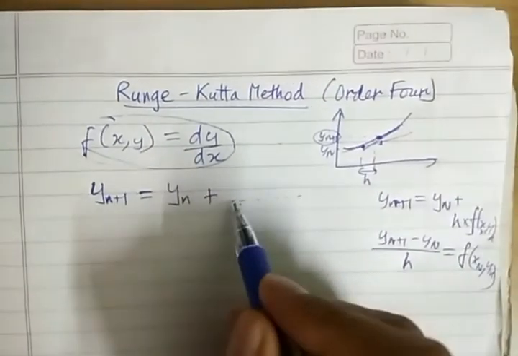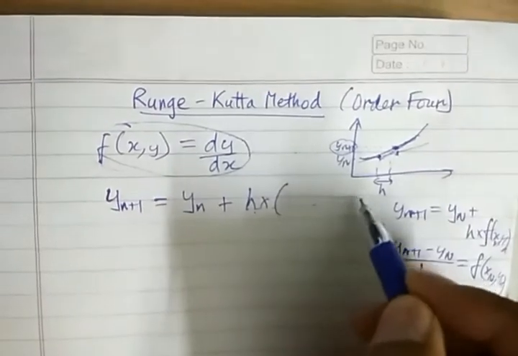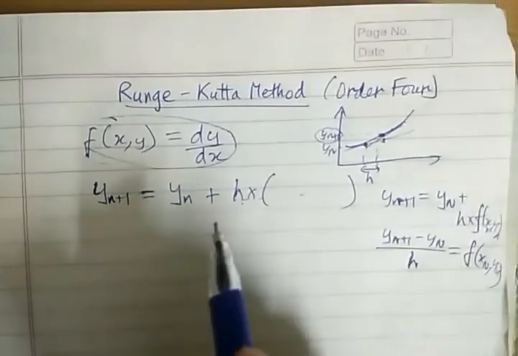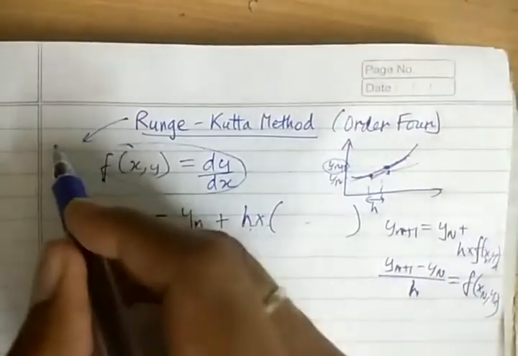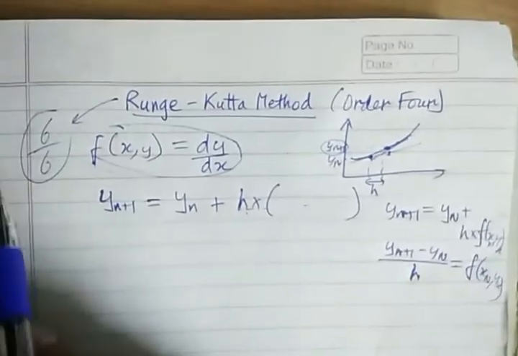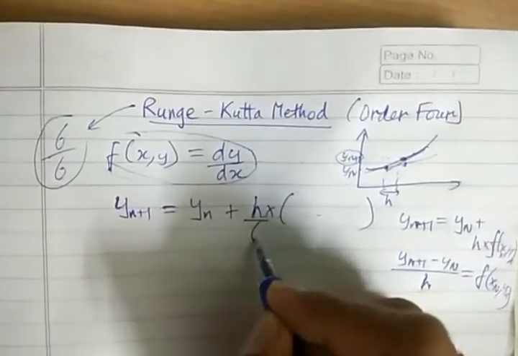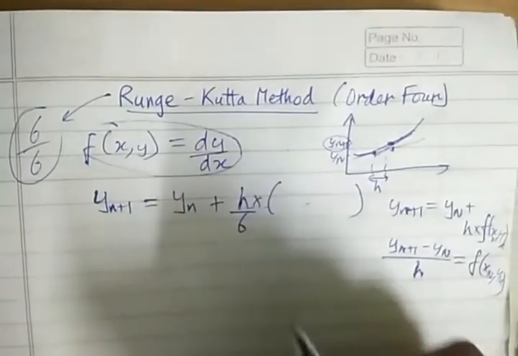This is the tangent equation. Now what should come over here? This should be h times of something. Now remember this trick: h divided by 6. Just remember this 6 by 6 trick. You need to divide by 6, and here you need to multiply by 6 in a way that it is symmetric.